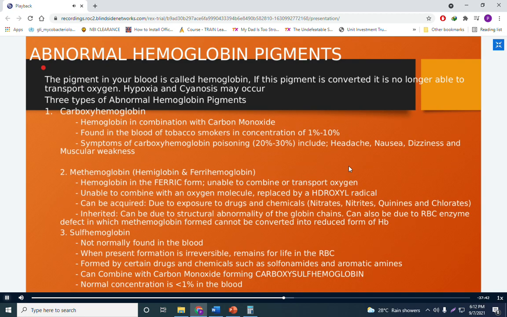Next, let's go to your abnormal hemoglobin pigments. So class remember, si hemoglobin nyo, this is a pigment in the blood. Now, normally class, ang kinocombine niya is oxygen and carbon dioxide. Now, kapag nawala si oxygen class, magkakaroon ka ng hypoxia and cyanosis. Class, what does cyanosis mean? The word cyan, tapos osis. What does it mean? What does the word cyanosis mean?